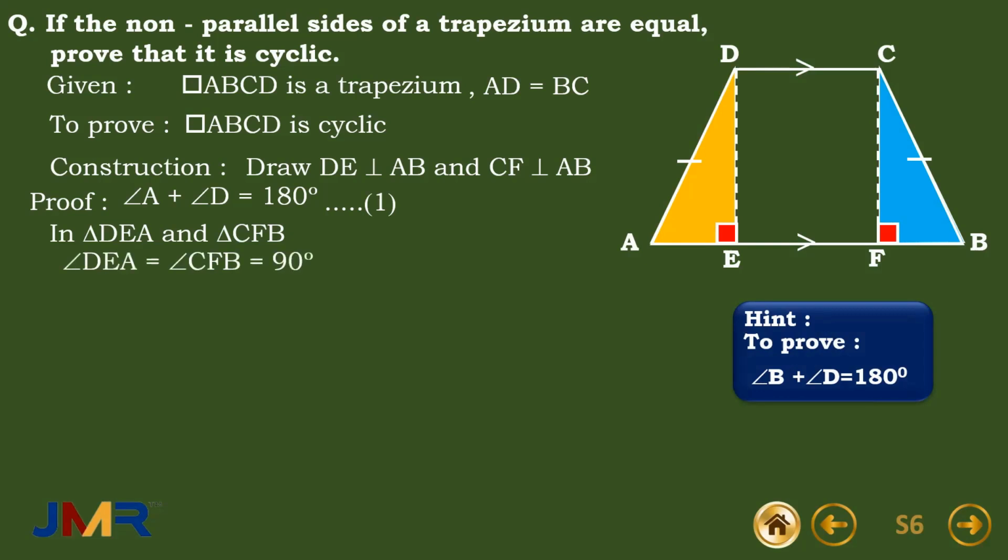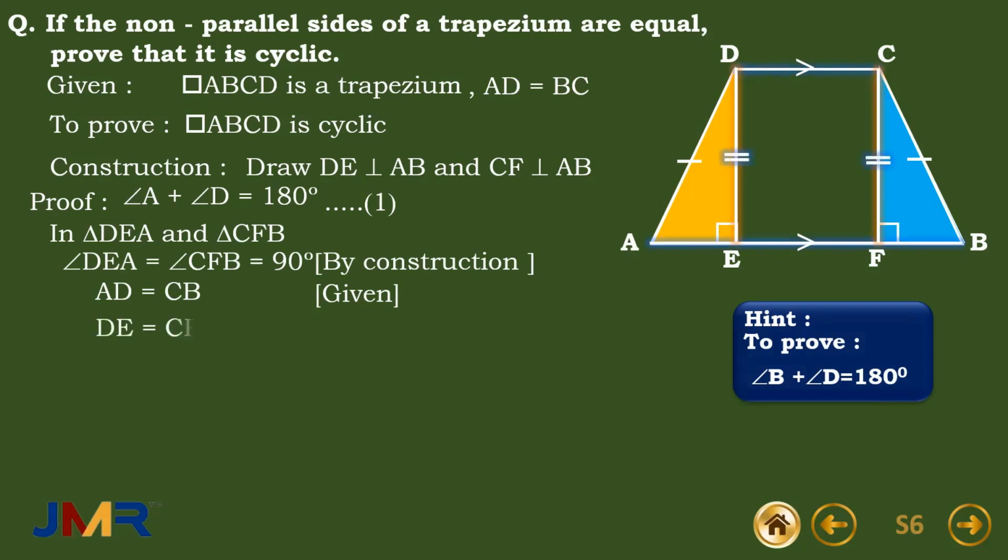In these two triangles, angle DEA is equal to angle CFB is equal to 90 degrees. Why? By construction, we got 90 degrees. And AD is equal to CB. Why? It is given in the question, non-parallel sides are equal. And DE is equal to CF.